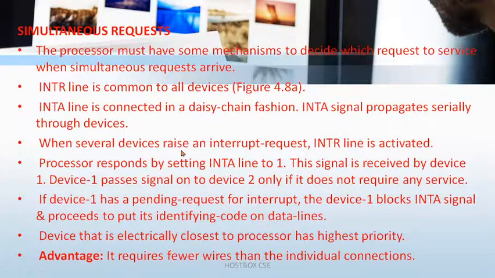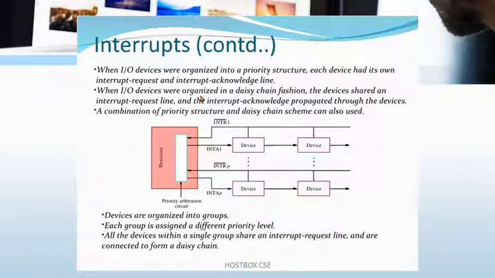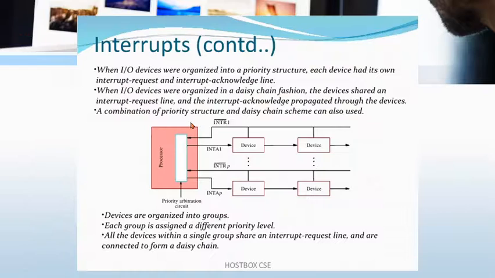Then simultaneous requests. Here the processor must have a mechanism to decide which request to service when multiple requests arrive. Here again, we just have the same example for understanding purposes. You can again refer to the daisy chain scheme for better understanding. And one more diagram I have given here, almost the same. Here the processor has device 1, device 2, device 3.